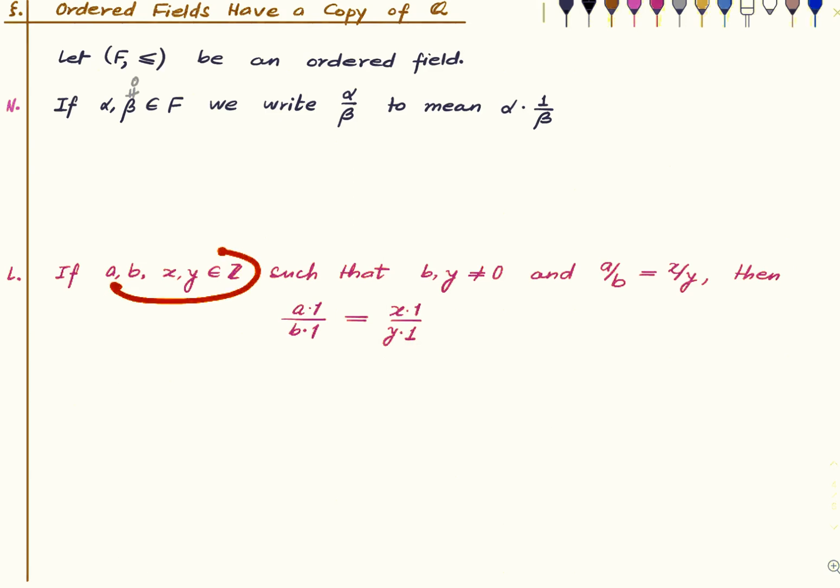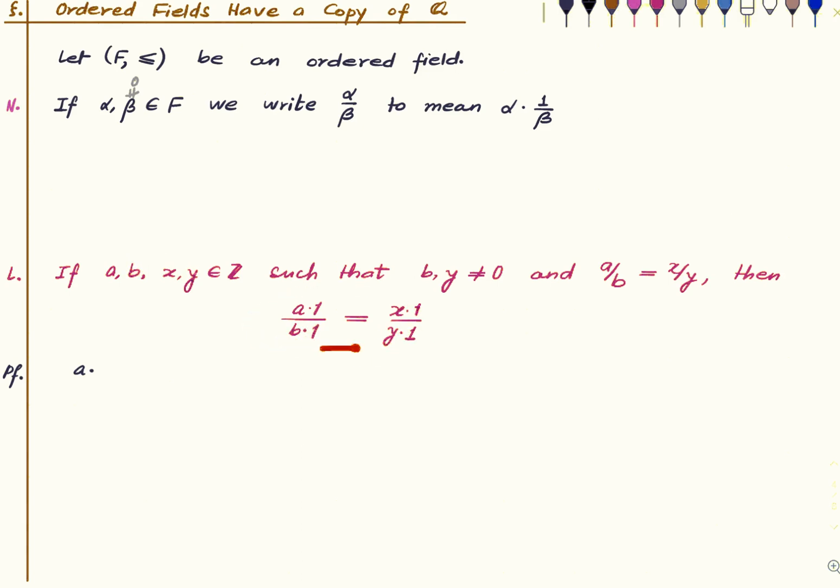Suppose we have 4 integers where b and y are non-zero, and these two rational numbers are the same. Then these two things are also the same. So a dot 1, b dot 1, x dot 1, y dot 1 are elements of the ordered field. This is nothing, because to prove this equality, first of all, note that b dot 1 is non-zero and y dot 1 is non-zero, as we just showed. Since b and y are non-zero, b dot 1 and y dot 1 are non-zero. So this makes sense.